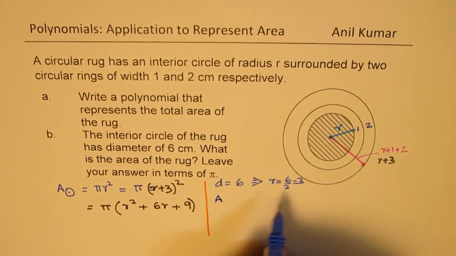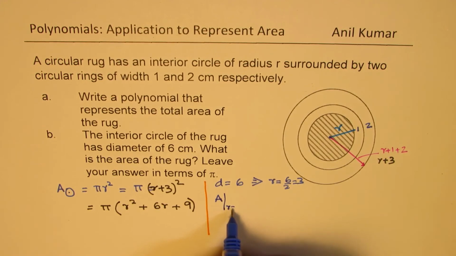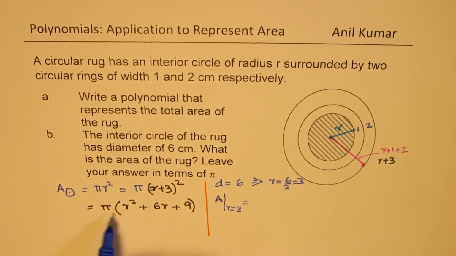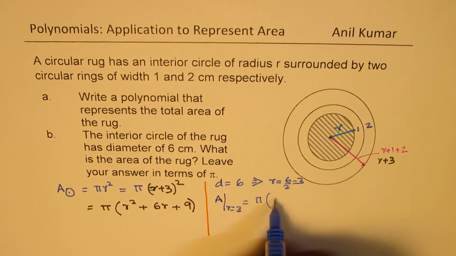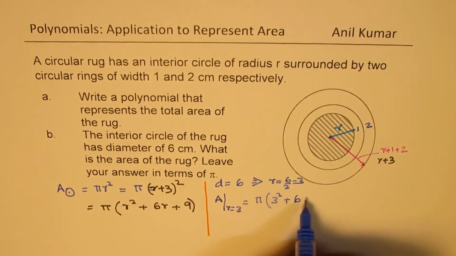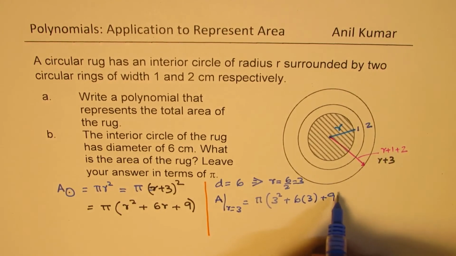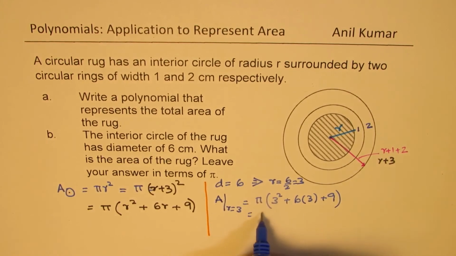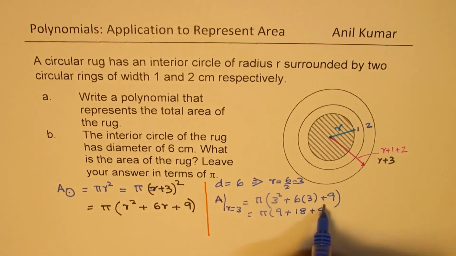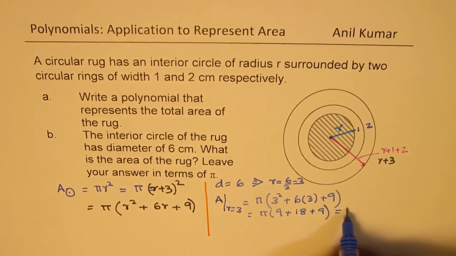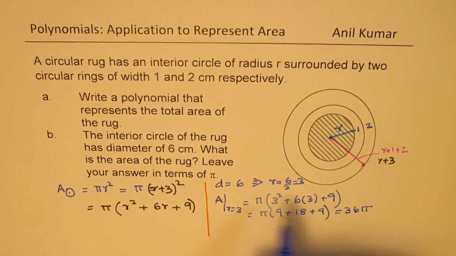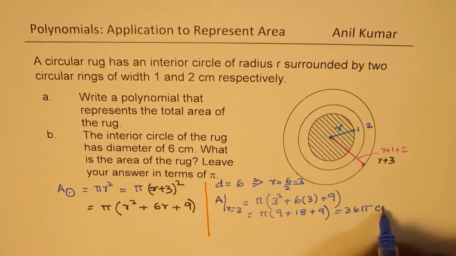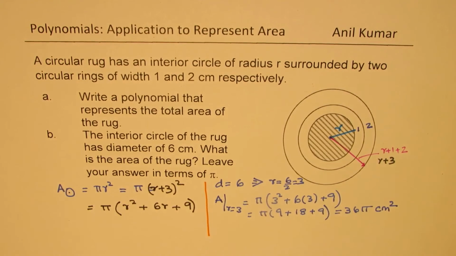So circle area for radius equals to 3 will be how much? We'll substitute 3 here in terms of pi. We'll do 3 square plus 6 times 3 plus 9, right? So that gives us pi times 9 plus 6 times 3 is 18 plus 9, correct? So 18 is 36 pi. Units, centimeter square. So that becomes the area when the diameter of the interior circle is given.